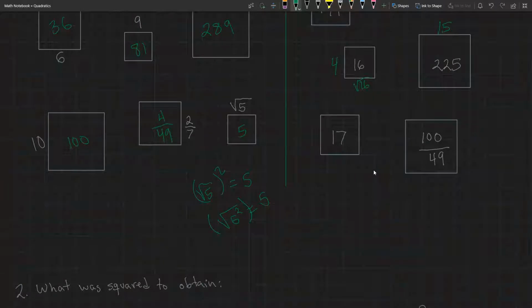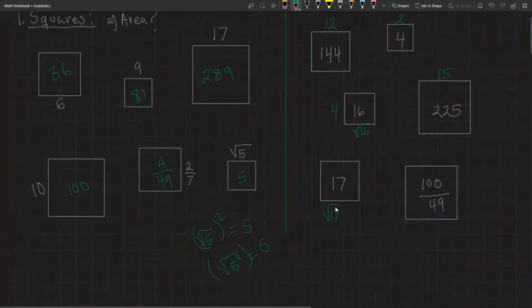So that implies that for a non-perfect square, like the number 17, the only alternative here is to say square root of 17. We cannot rewrite this side length as an integer. It's some number between 4 and 5. And that's all right. This is the way we're going to do it moving forward.